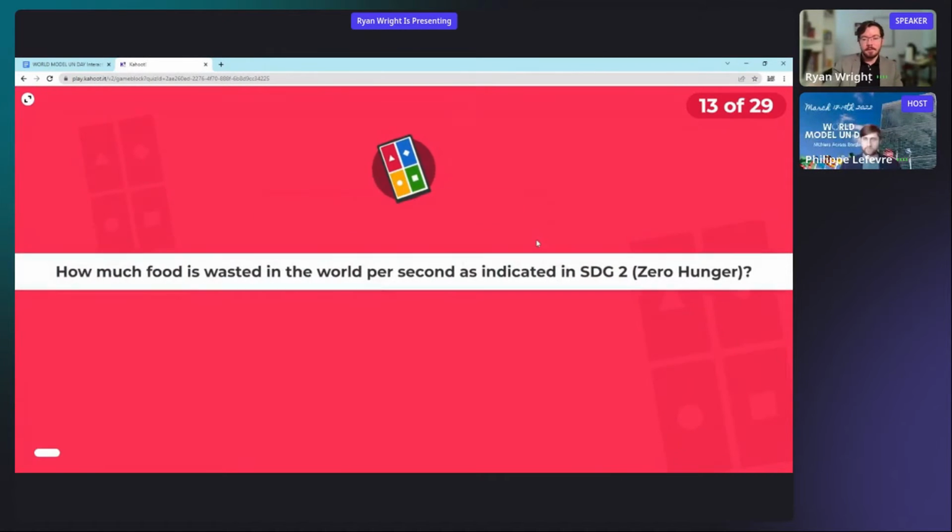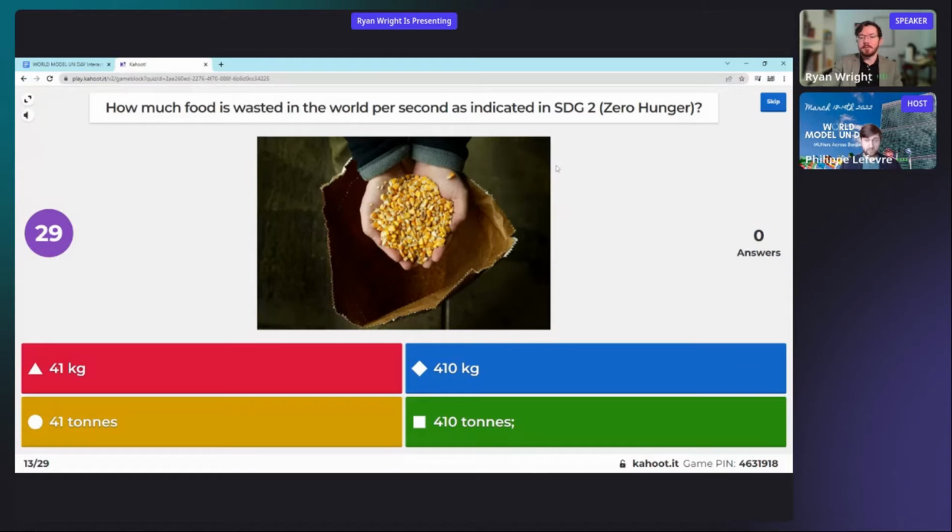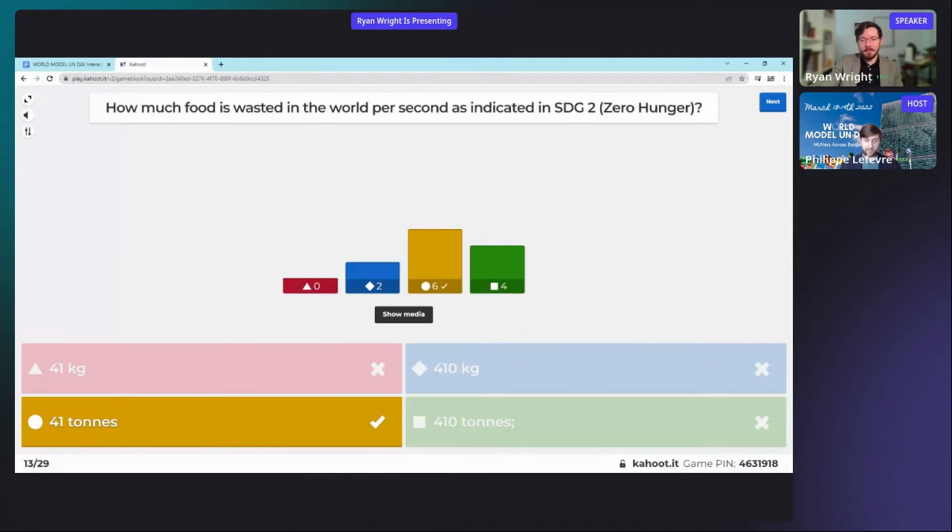By maintaining that lead, how much food is wasted in the world per second as indicated in Sustainable Development Goal 2 on Zero Hunger? Yeah, and this is a tricky one as well. There's some throw off numbers for sure in here. Quite a depressing one, I think. Oh, there might be more of those. Yeah, the correct answer was 41 tons.